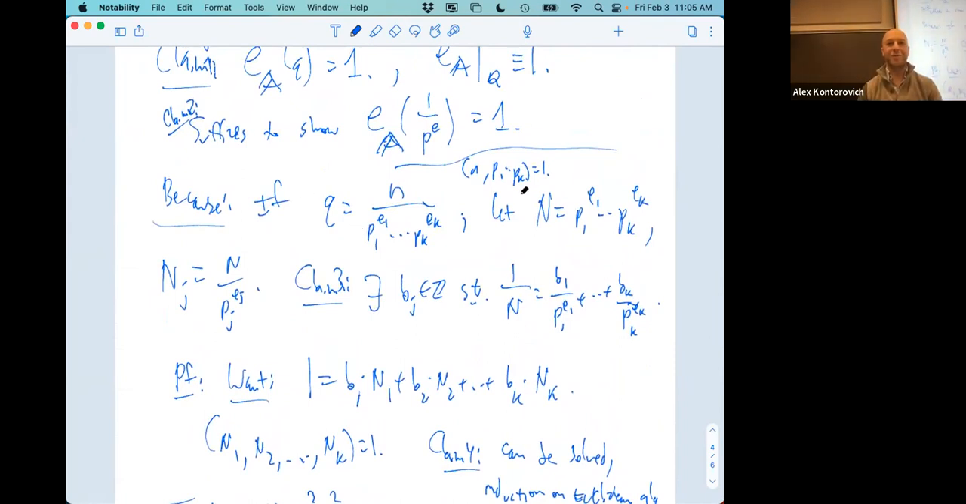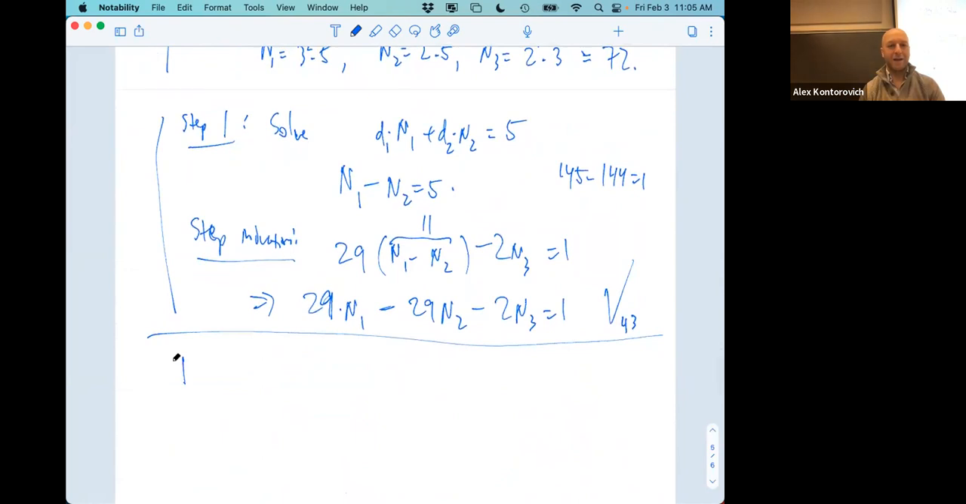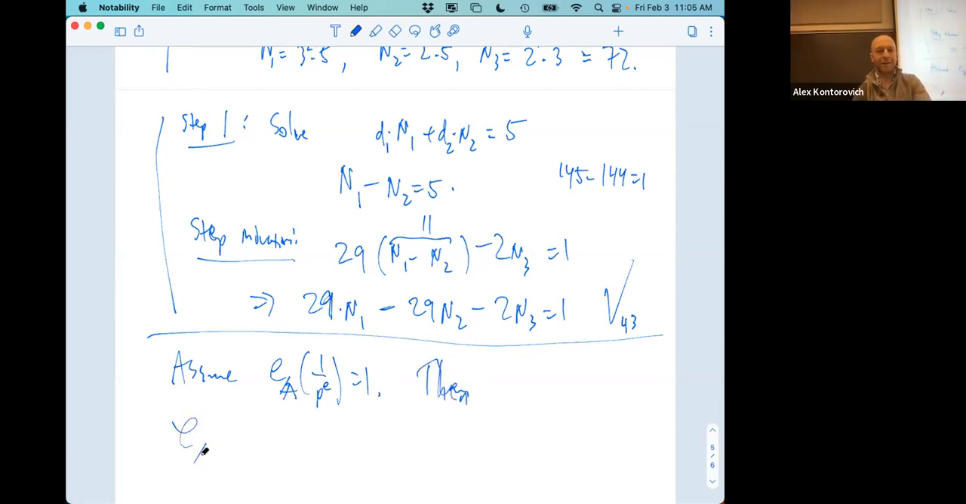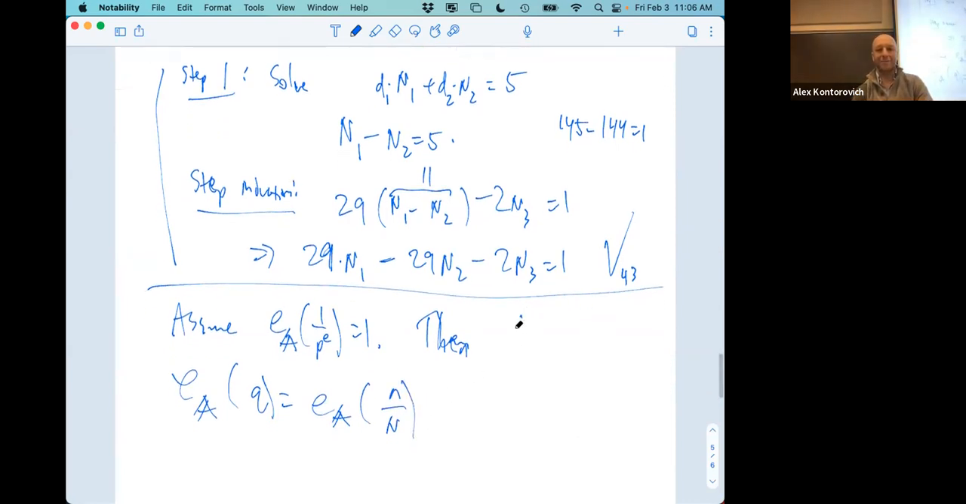Claim 2 is that it suffices to prove this, because then assume that A of this is always 1. Then what is the character of Q? The character of Q is n over capital N. 1 over capital N we just wrote as B1 over P1 to the E1 up to BK over PK to the EK, which means I can multiply both sides by n.